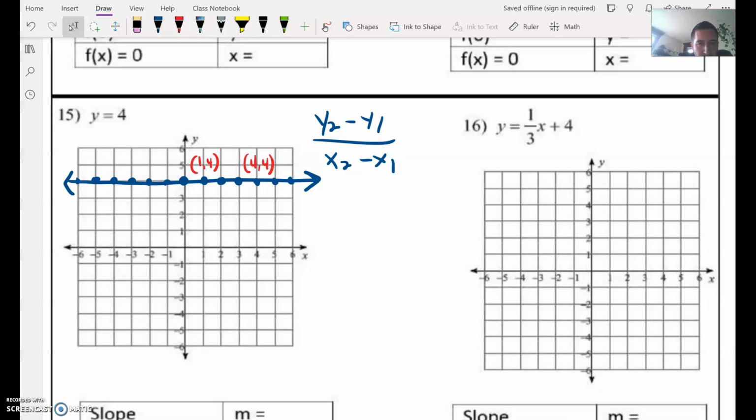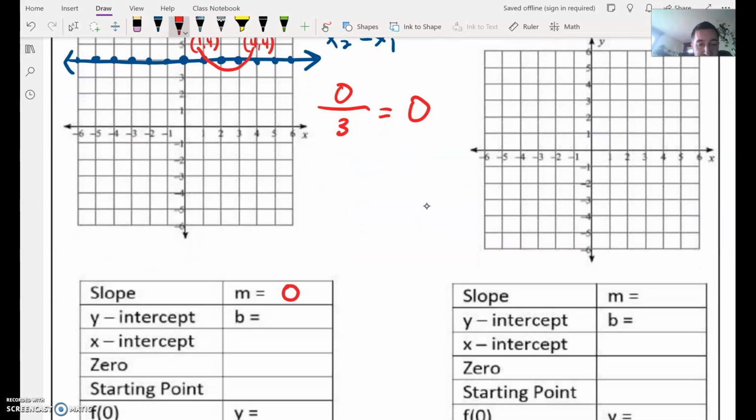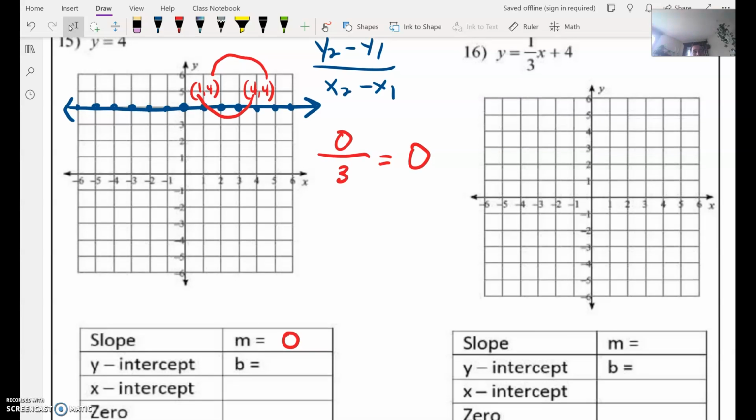Okay? Remember, we subtract our y values first. So what is 4 minus 4? That's 0 on top. Then we subtract our x values. What is 4 minus 1? That's a 3 on the bottom. What do we get for our slope? 0 divided by 3 is 0. Horizontal lines all have a slope of 0. It's a perfectly flat line. The steepness of that line is 0. You with me? Okay, so that makes sense.